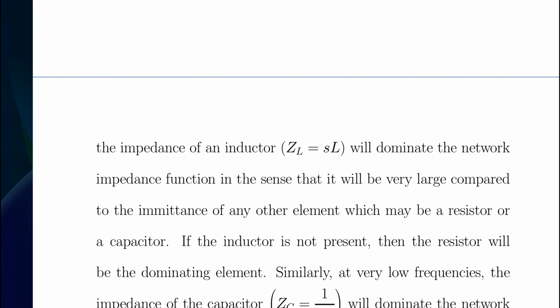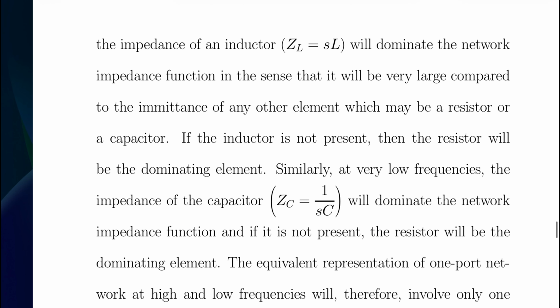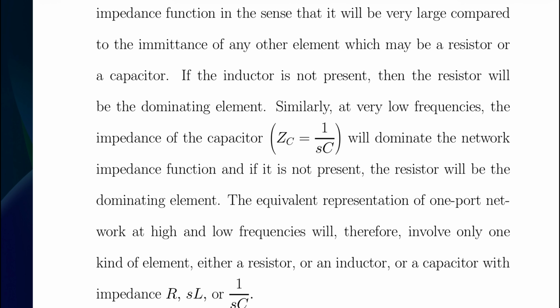Similarly, at very low frequencies, the impedance of the capacitor, which is equal to 1 upon sC, will dominate the network impedance function. And if it is not present, the resistor will be the dominating element. The equivalent representation of a one port network at high and low frequencies will therefore involve only one kind of element, either a resistor or an inductor or a capacitor with impedance R, sL or 1 upon sC.